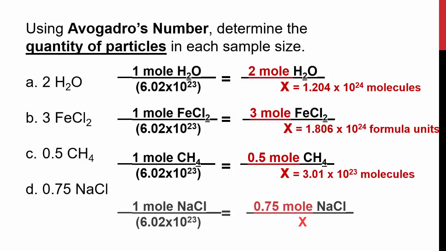The final example, we have 0.75 moles of NaCl, cross multiply, you end up with 4.515 times 10 to the 23rd formula units. And again, guys, this is not a hard concept. You're just making a ratio and you're multiplying Avogadro's number by the number of moles that you have. That's it.